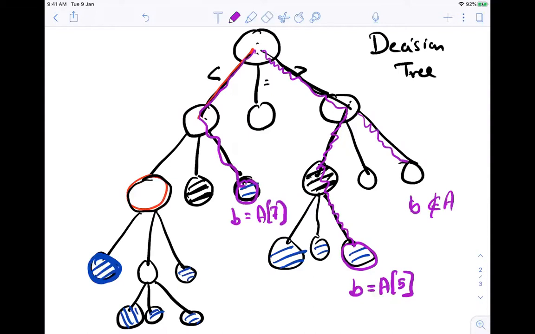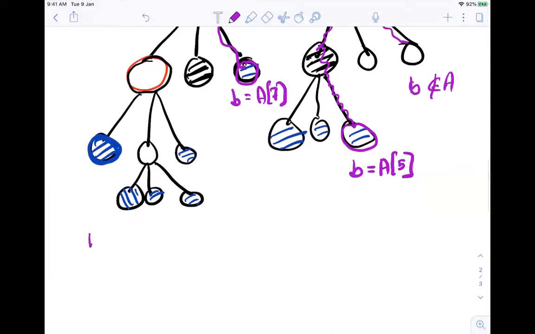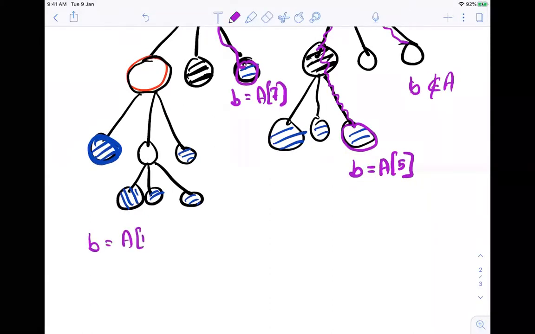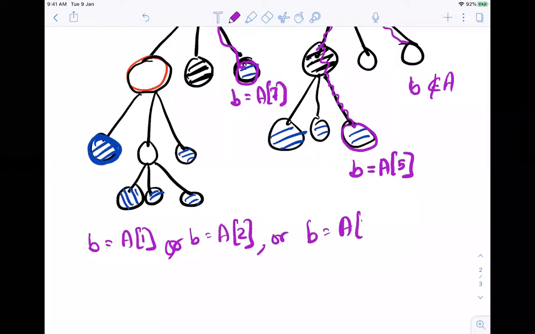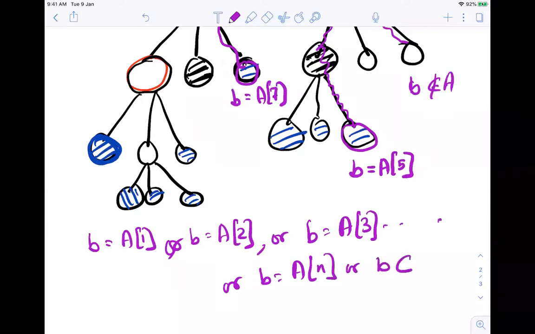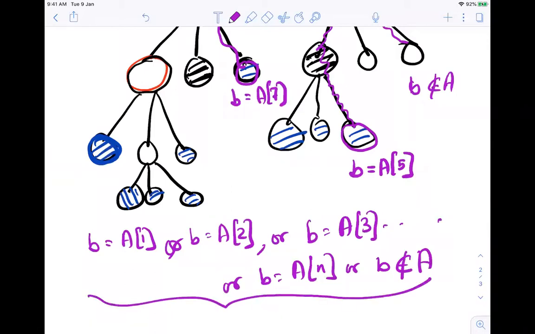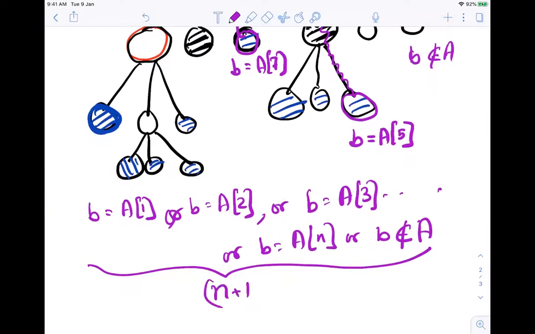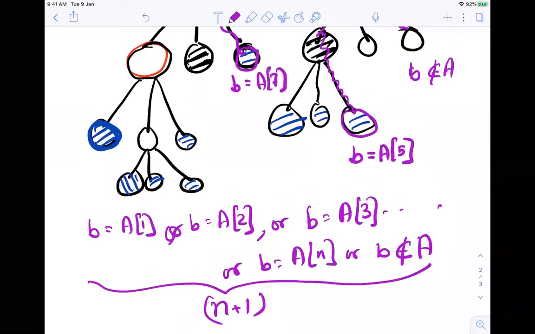So that means every leaf should have an output. What are the possible outputs? Let's write down the possible outputs. Nothing but either B equals A of 1, or B equals A of 2, or B equals A of 3, and so on and so forth, or B equals A of n, or B is not in A. So there are a total of n plus 1 outputs that can be given in the leaf.